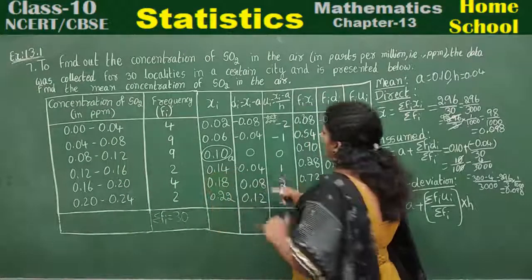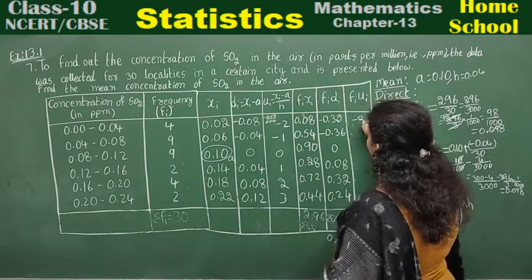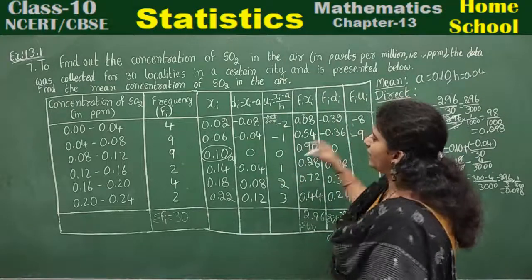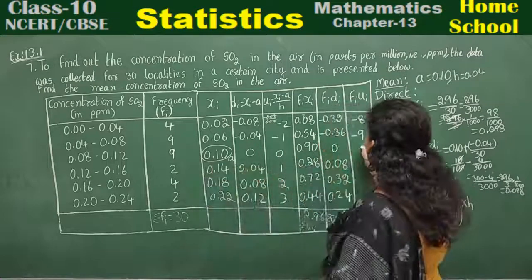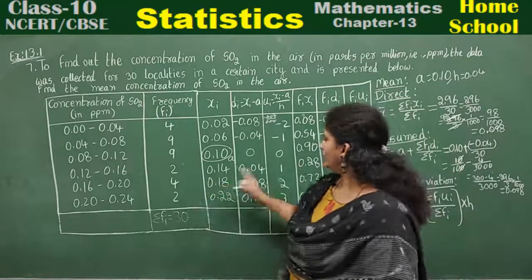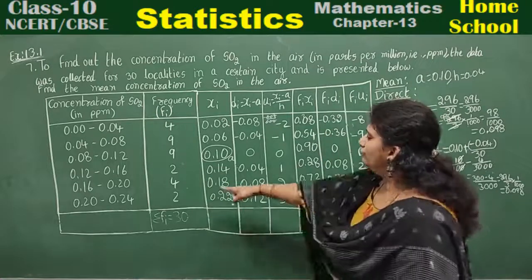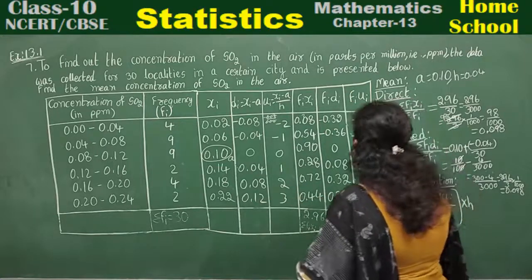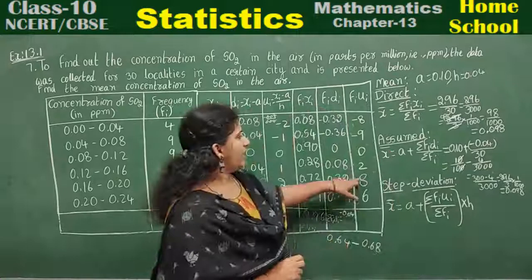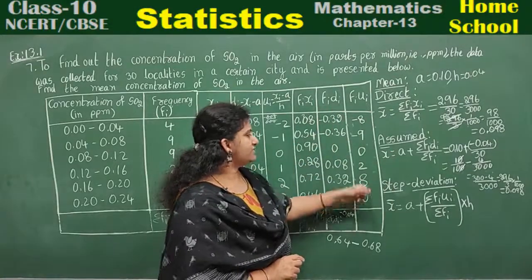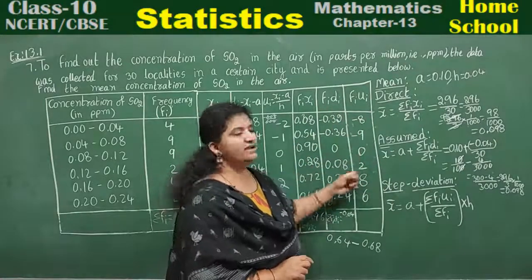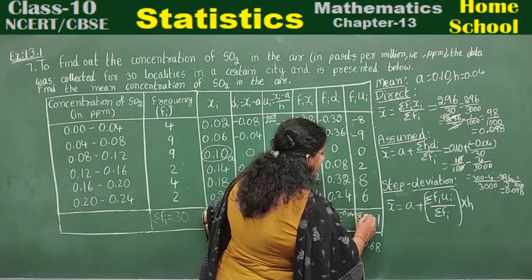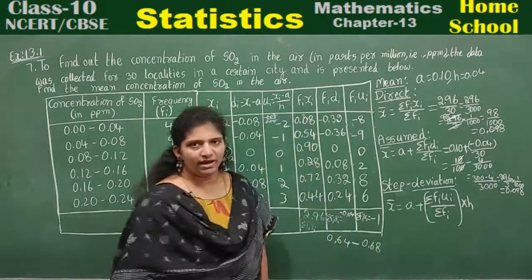Now multiply Fi and Ui. 4 into minus 2, minus 8. 9 into minus 1, minus 9. 9 into 0, 0. 2 into 1, 2. 4 2s are 8. 3 2s are 6. Add all this. 8 cancels if you see. 6, 7, 8. Minus 9 plus 8 will be minus 1. Summation Fi Ui is equal to minus 1.